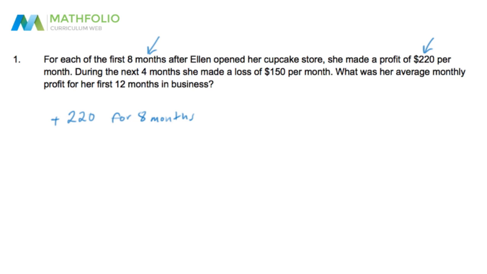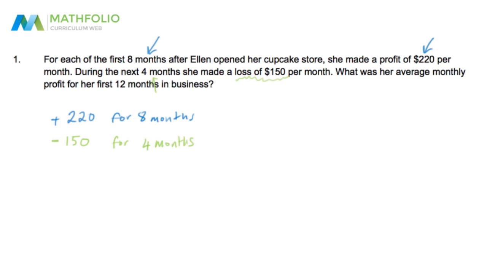We're then told that during the next 4 months, so it says 4 months right here, she made a loss of $150 per month. So again, is it plus, is it minus? Well, this is a negative $150 per month for the next 4 months. So it's definitely important that we include the signs, whether it's a positive 220 or a negative 150. Definitely very important.